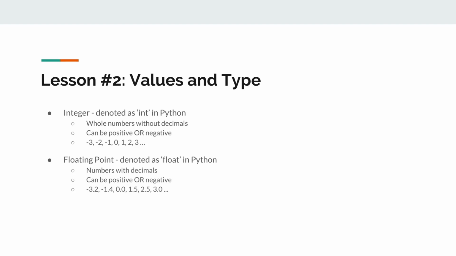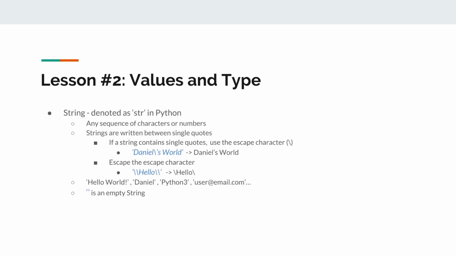Let's look at another type of value. The last type we will look at today is string. They are denoted as str in Python, short for string. These can include any sequence of characters or numbers. Strings are written between single quotes. If you need to add a single quote to your string, simply add the escape character before the single quote that is part of your string.